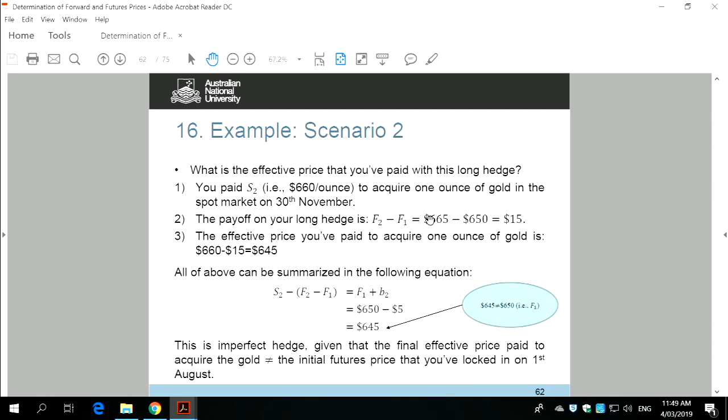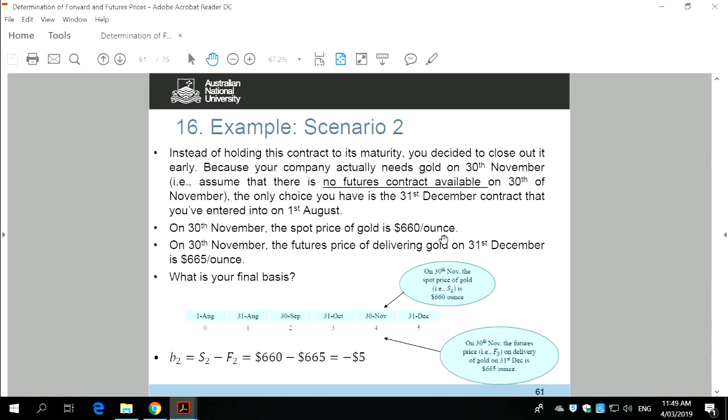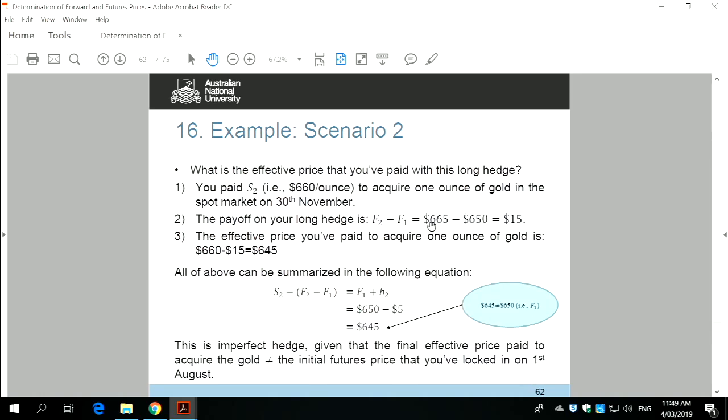So how much money did you make on your futures contract? Of course, you're going to close off your contract by going in the opposite direction. Originally, we went long. Now we're going to close off our contract by going short. So we're going to short the contract at a price of 665, and we originally went long the contract at a price of 650. So that's a $15 gain on your long hedge.